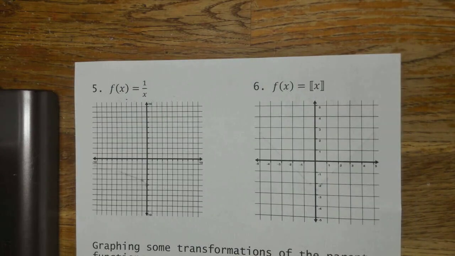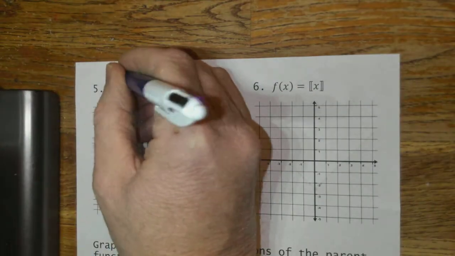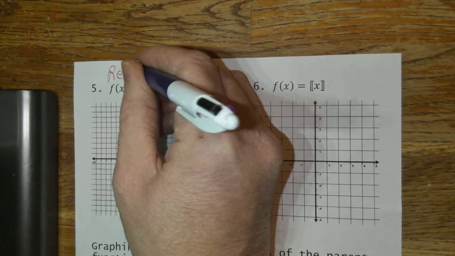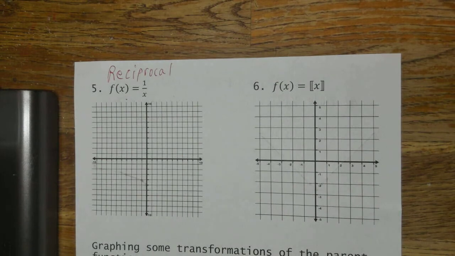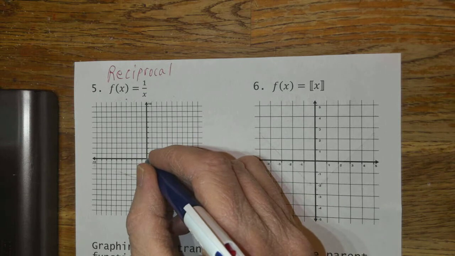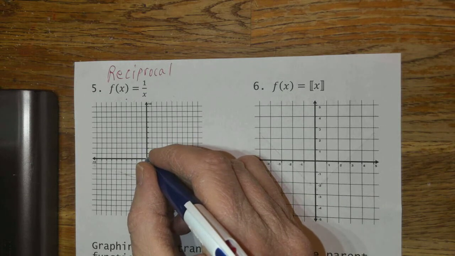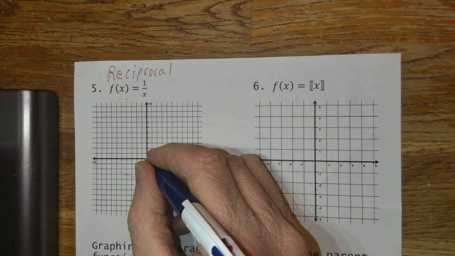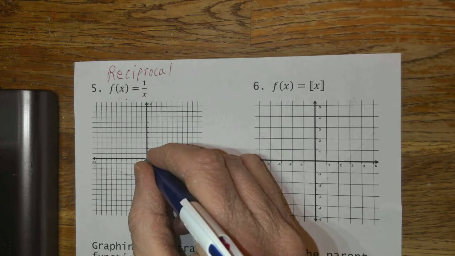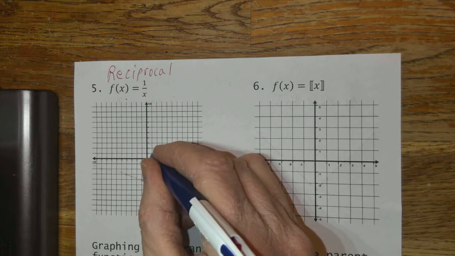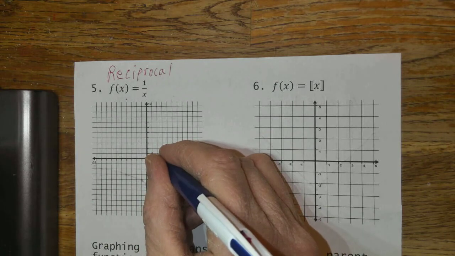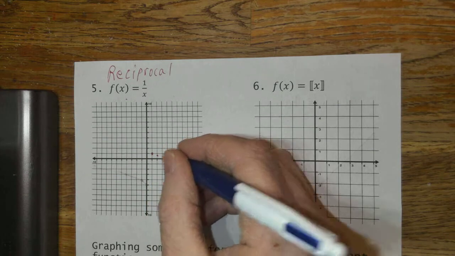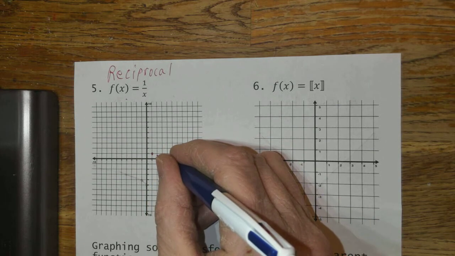Now, this is the reciprocal, the parent reciprocal function. And let's see, if I do 1 divided by 0, it's undefined. 1 divided by 1 is 1. 1 divided by 2 is 1/2. 1 divided by 3 is 1/3. So we're talking asymptotes here.